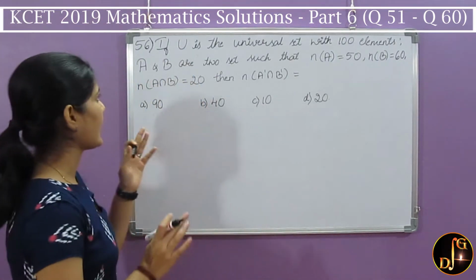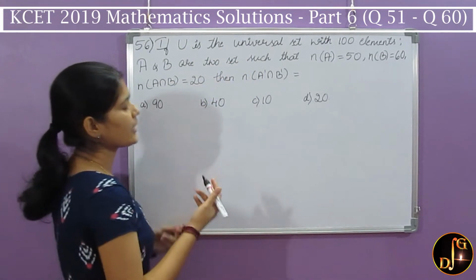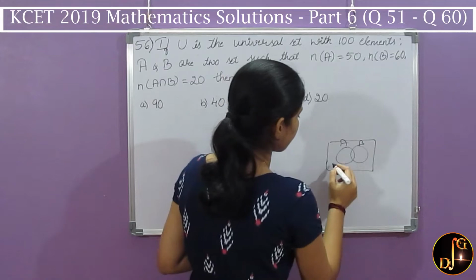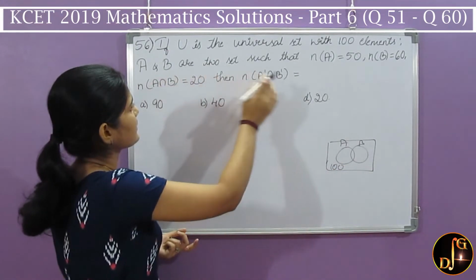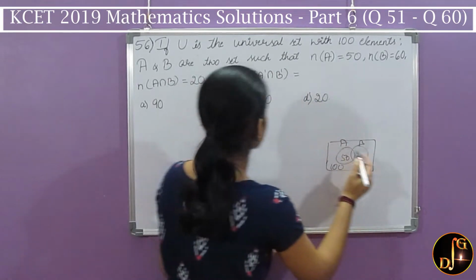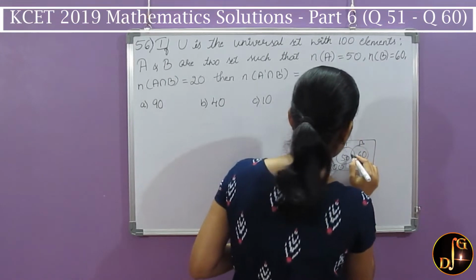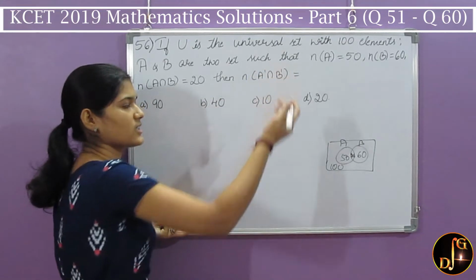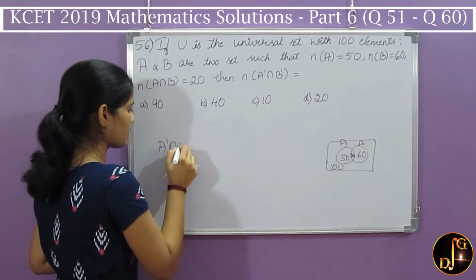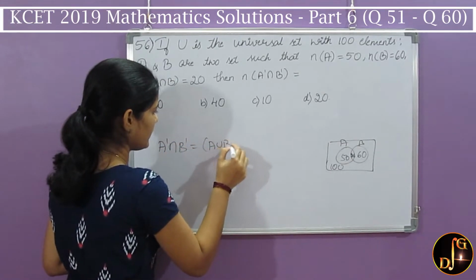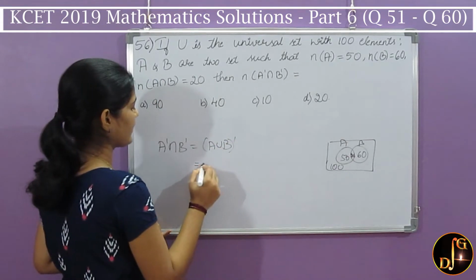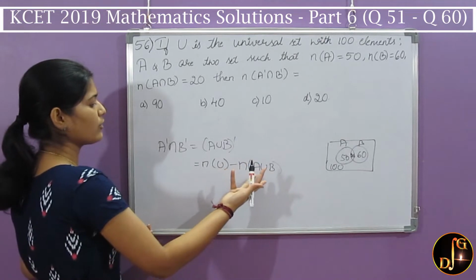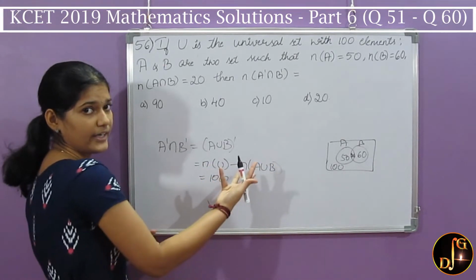In this problem, they have given U as the universal set and there are two sets, A and B. Right? Universal set has 100 elements and number of elements in set A is 50 and number of elements in set B is 60 and A intersection B is 20. Then we have to find number of elements in A dash intersection B dash. We know that A dash intersection B dash is nothing but A union B whole dash, right? So it's enough to find the number of elements in U minus n of A union B. Now we know this is 100. We have to find n of A union B.